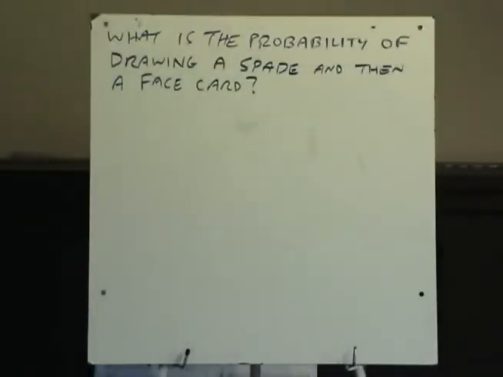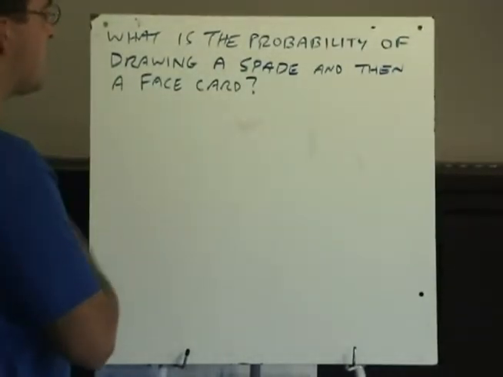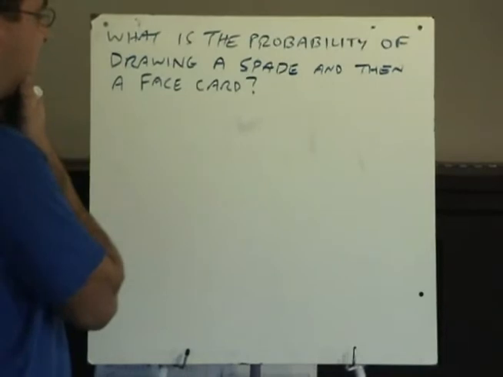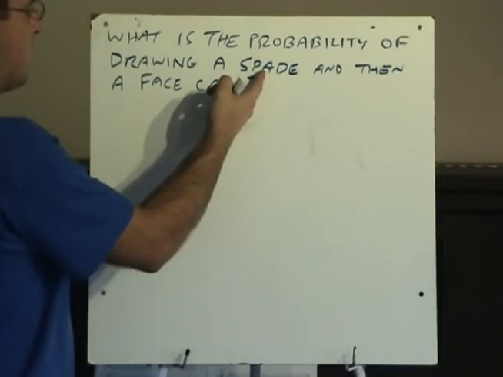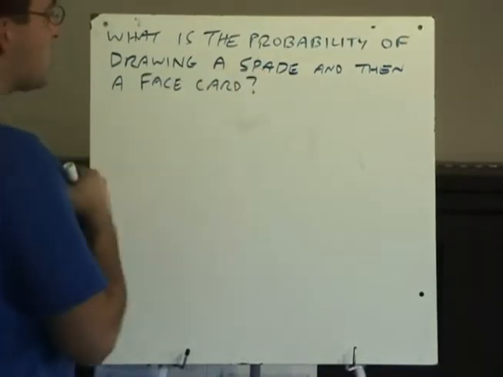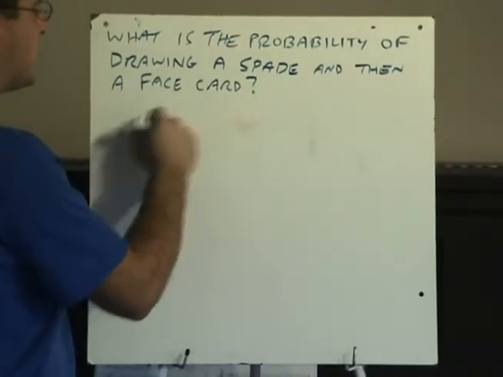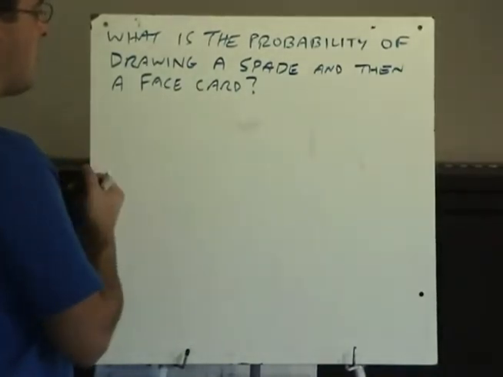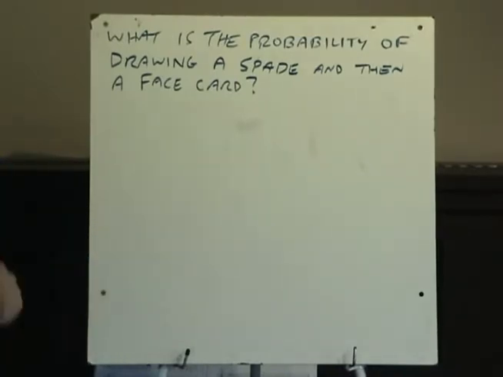What is the probability of drawing a spade and then a face card? Well, drawing a spade is not a problem. We know how many spades are in the deck, but then look at the next question. It says, and then a face card. Well, what if that spade that we drew, the first card, was also a face card? Now there'd be one less face card for our second card that we need to draw. Or the spade maybe was not a face card, and then we would have all 12 face cards to consider.